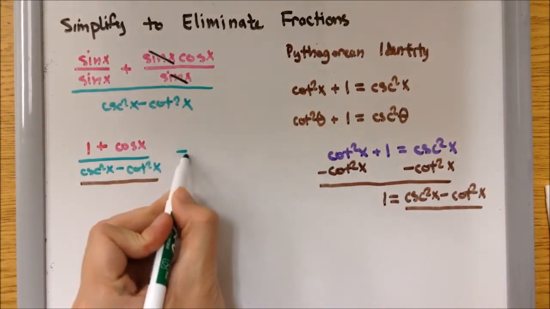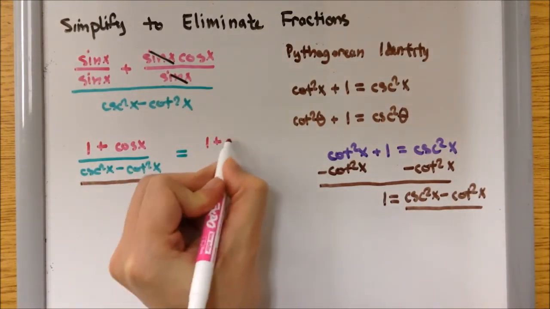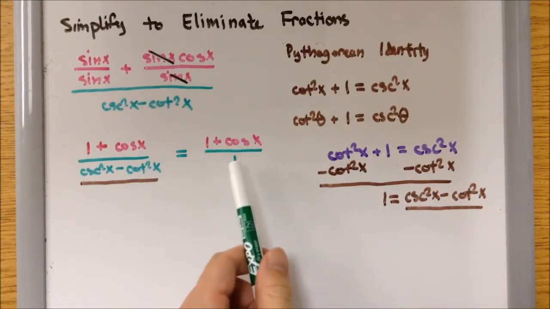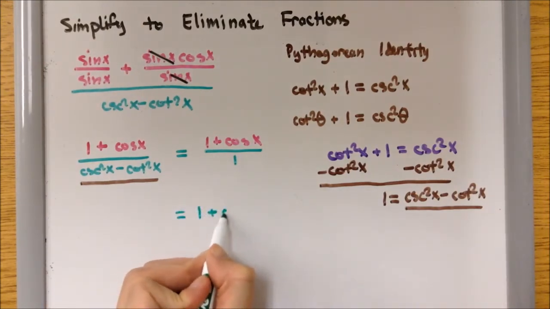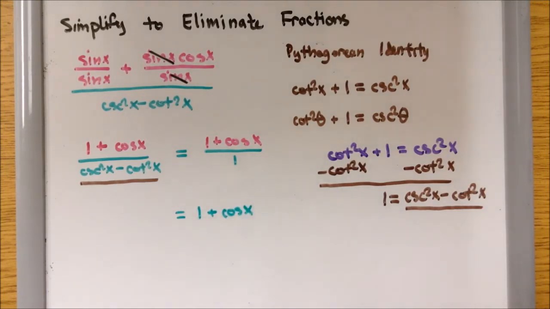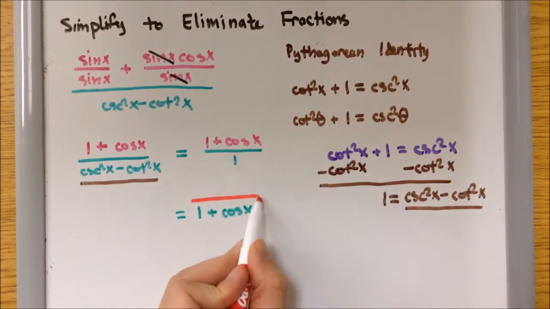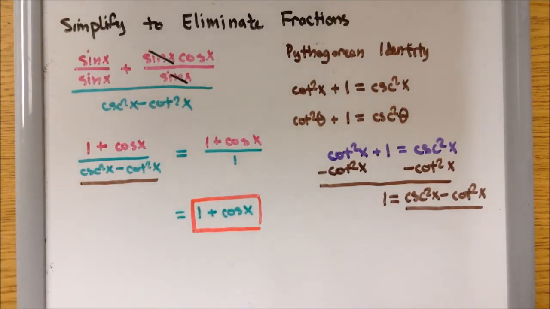So the numerator stays the same, so 1 plus cosine of x over 1, and then 1 plus cosine of x divided by 1 will be simply 1 plus cosine of x. And that would be our final answer, because there's nothing you can do to simplify. I don't need to apply any identities at all, so that would be my final answer. So 1 plus cosine of x.